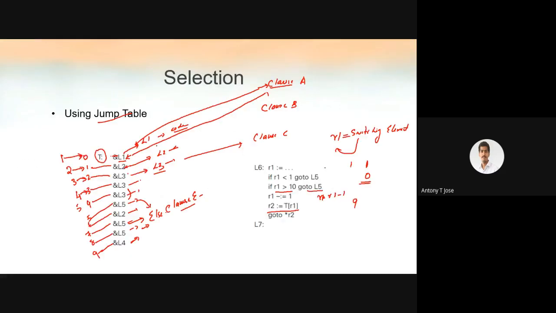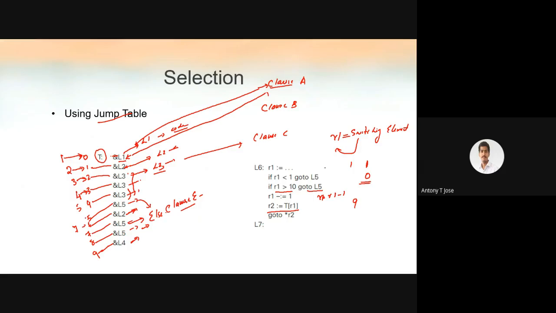You can see that for 2, it is L2, and if it is 7, it corresponds to 6, then also it is L2. For 2 and 7, it is L2. If it is 3 to 5, it is L3. Whatever the code is, it will be stored in L3.